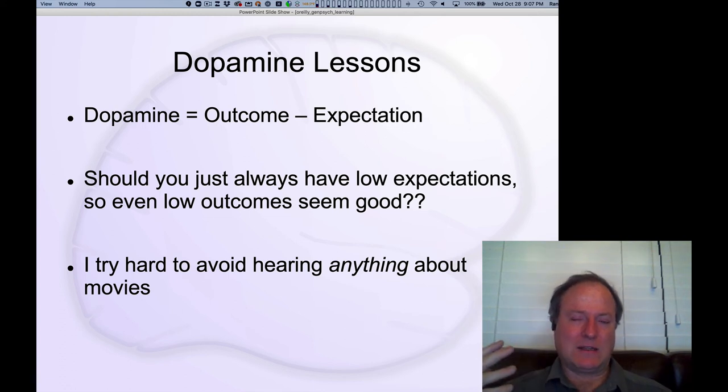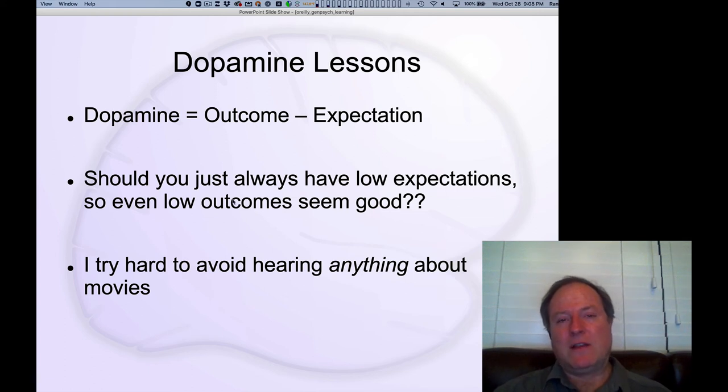We think the cortex is learning about prediction errors with respect to all sorts of other things, whereas dopamine is specifically learning about prediction errors with respect to meaningful, valuable outcomes, which we generally describe as reward. Well, why don't you just fool yourself into having low expectations and then you'll always be happy, right? There are two things wrong with that. First of all, the dopamine aspect of the experience is not the whole experience. And so having those low expectations isn't necessary to experience things as positive.